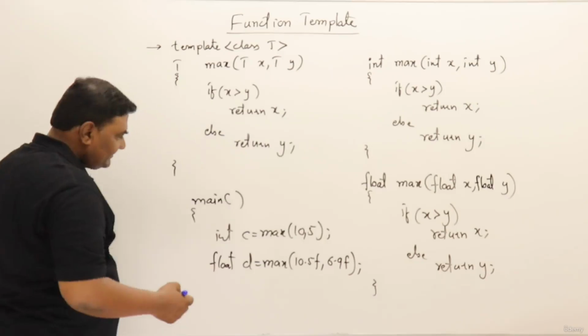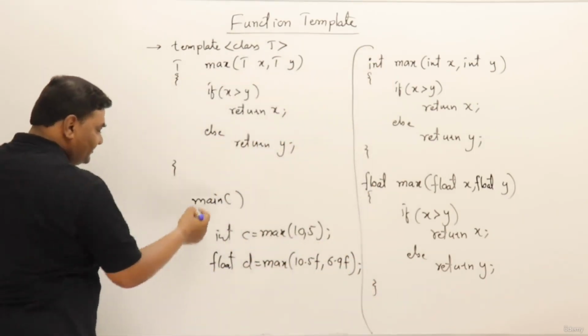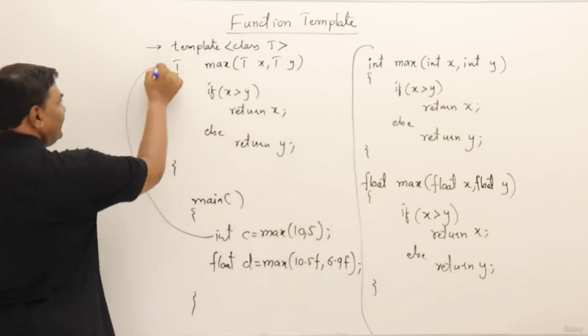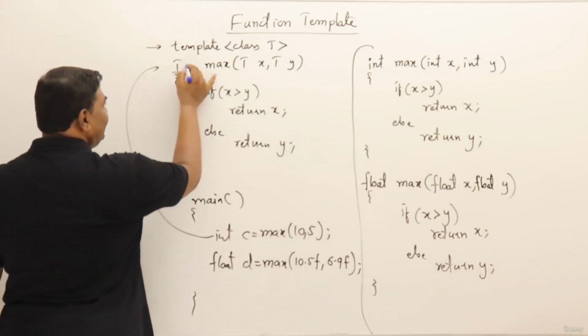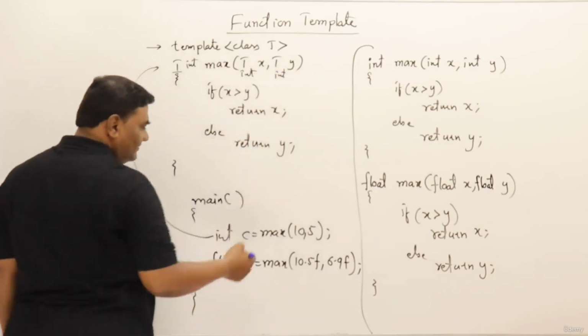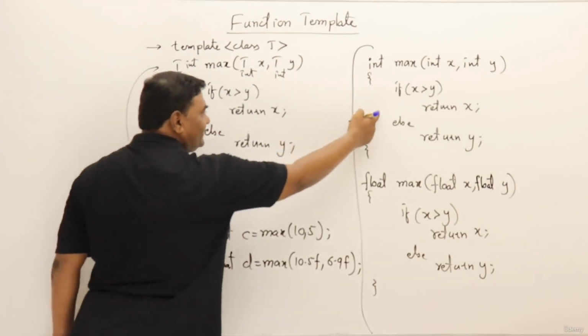Now let us see how it works. Just think that these functions are not there. I have written just one function. Now inside main, when I say max 10 comma 5, this function will be called, and this T will become integer. This T will become integer. And this will work as an integer function. So it will work as first version.